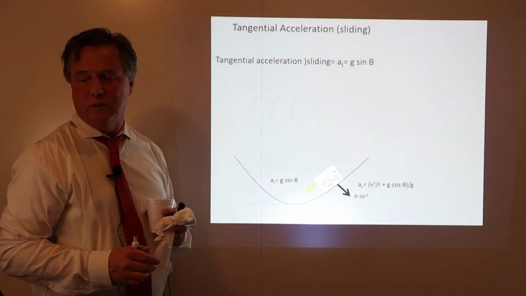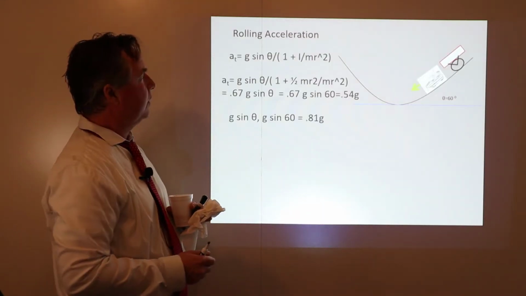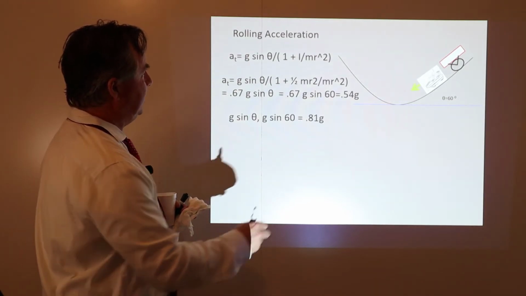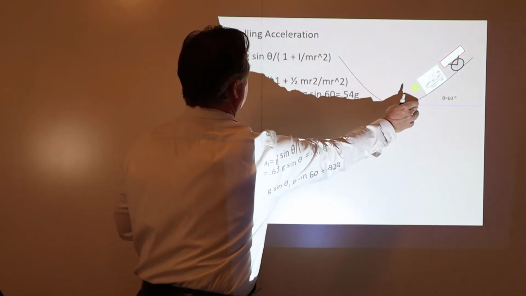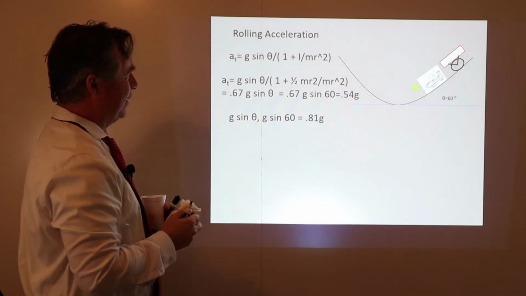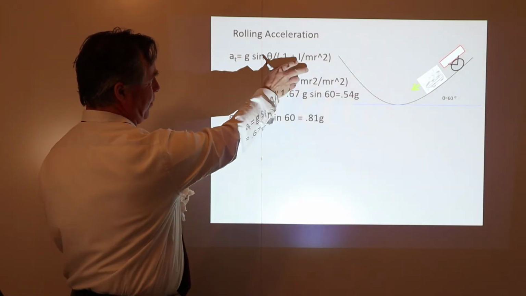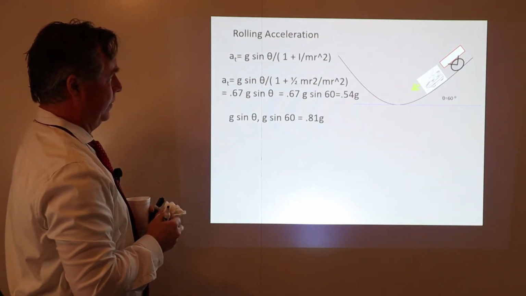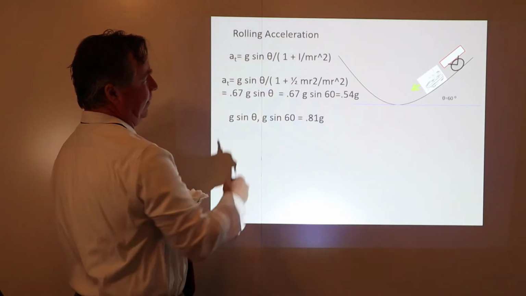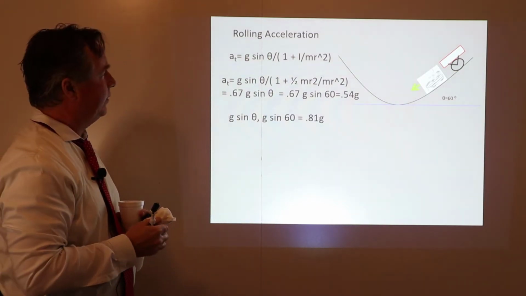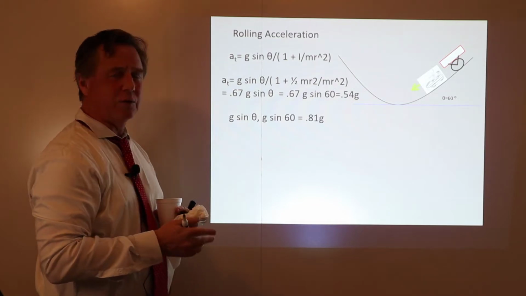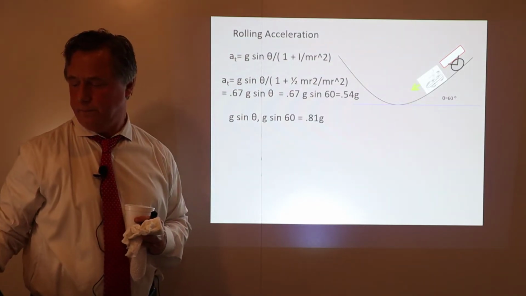But roller coasters don't slide. Roller coasters roll. So g sine of this angle is not the appropriate equation to model acceleration due to gravity. This is the proper equation for something rolling. And this is not something I'm going to get into in this series of videos because I'm going to be focusing on vertical g's and horizontal g's.